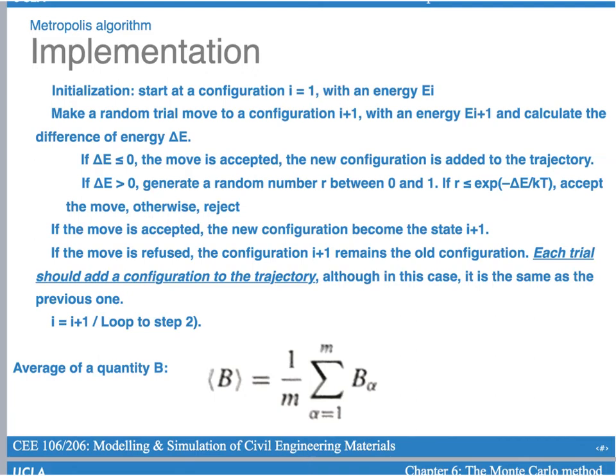If a configuration is more likely, it will just come back more often in the trajectory, so you can directly take the sum without needing to add any kind of weight.